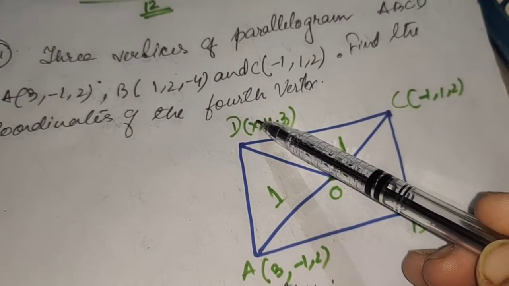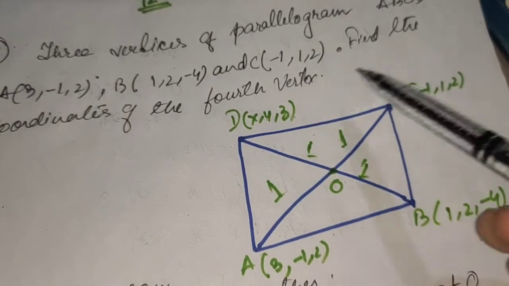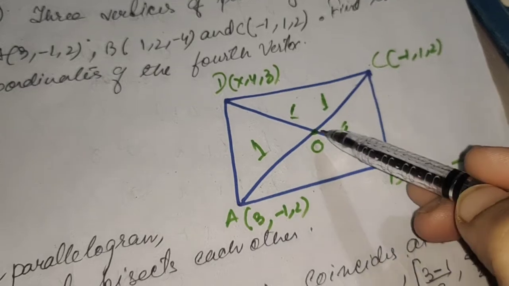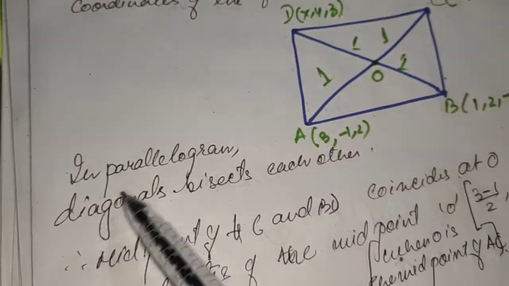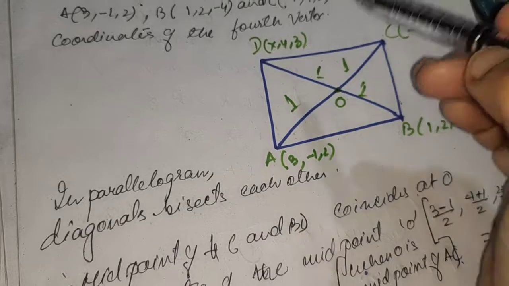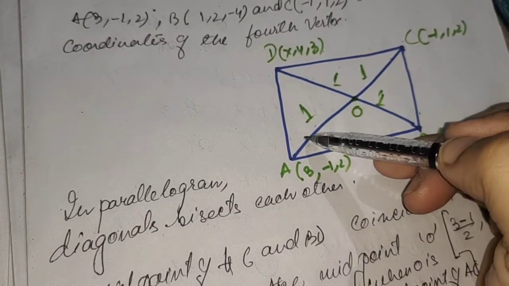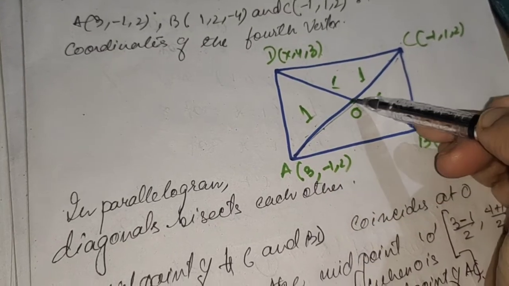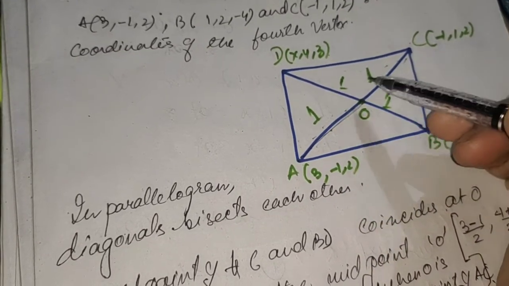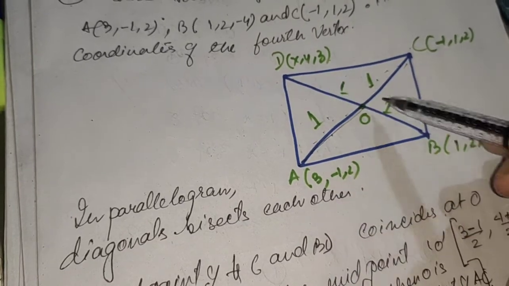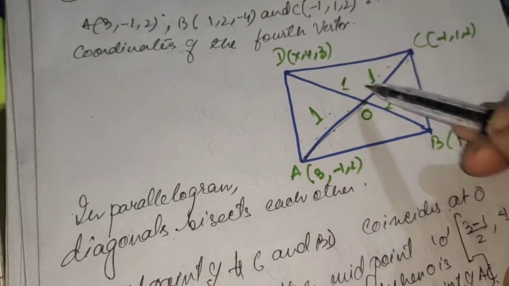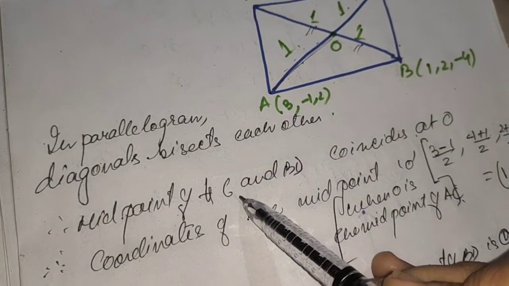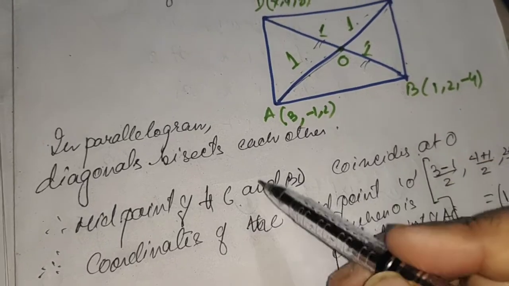Let us consider the fourth vertex D as (x, y, z). Both the diagonals intersect at point O. We know that in a parallelogram, diagonals bisect each other. That means each diagonal is divided into equal parts, so the ratio m to n will be 1 to 1. Similarly, m to n in the case of BD is also 1 to 1, because these two are also the same.